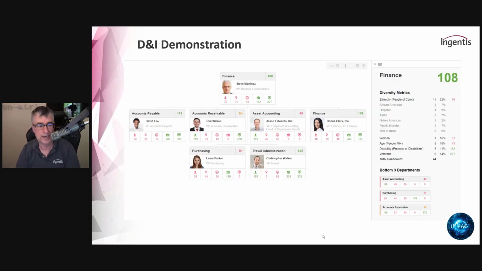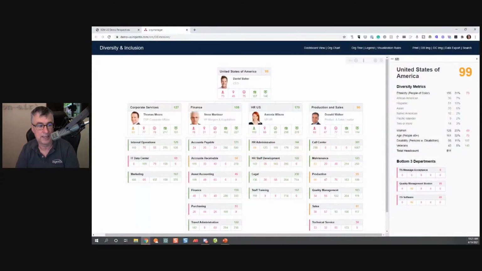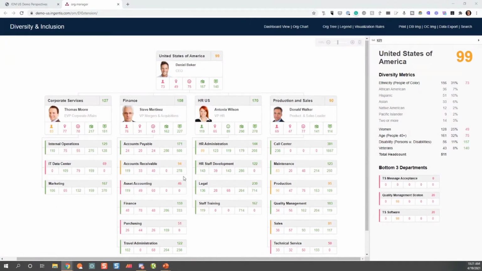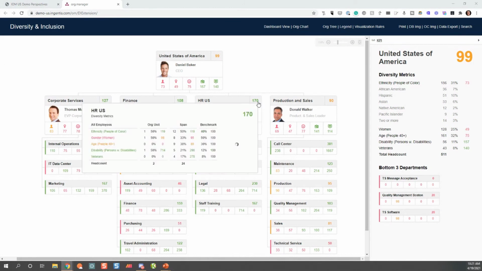So let's go through a quick D&I demonstration. I'm going to pull up here an org chart and let's just focus in on it. What we're seeing here is an organizational structure starting from the very top level to the second tier and then the third layer underneath. And we're seeing the various overall scores for each department. That's the big number that we see.